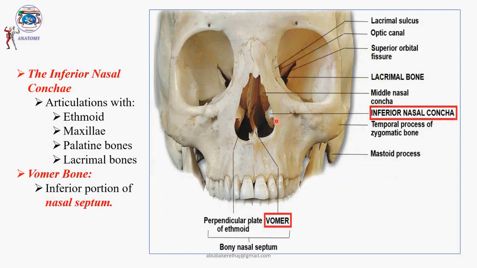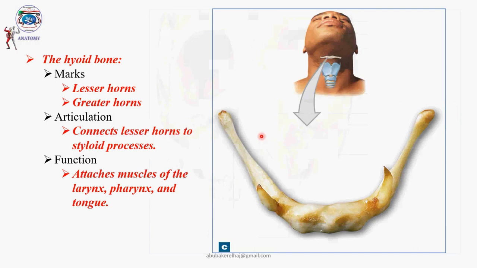The inferior nasal concha acts as a separate bone attached to the lateral aspect of the nasal cavity and articulates with different bones like the ethmoid bone, maxillae, palatine bones, lacrimal bones, and so on. All these articulate with it, and you can discuss more during the structure of the nasal cavity. In the median part, we have the vomer bone, which separates the nasal cavity into right and left halves and acts as the septum between them.